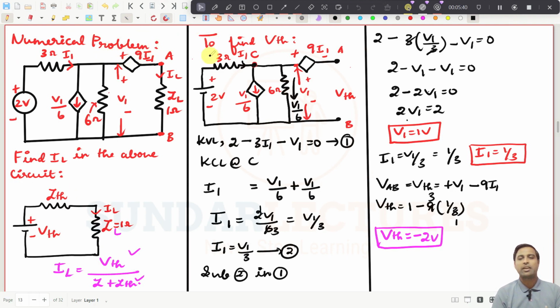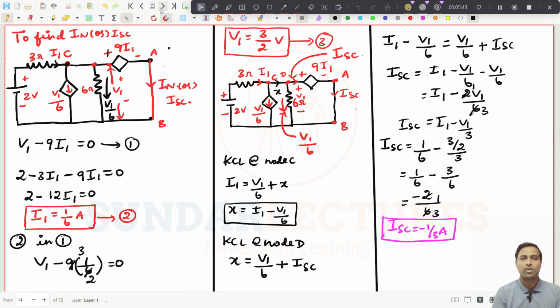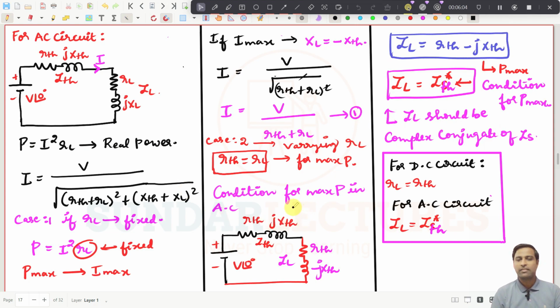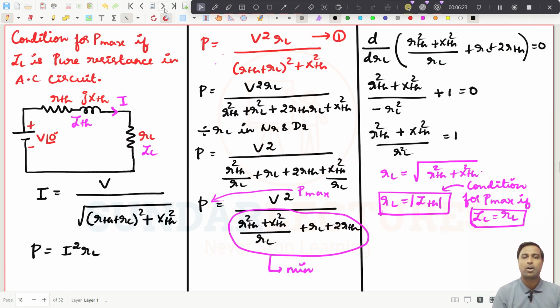And then we have taken a numerical problem with dependent sources, and we have found the current through a particular resistor. And then we saw the maximum power transfer theorem for DC circuit and AC circuit. For DC circuit, we have found that the load resistance should be equal to the Thevenin's resistance for maximum power transfer in the load resistor. And for AC, we have seen that the load impedance should be the complex conjugate of the Thevenin's impedance. That is the condition for maximum power transfer in an AC circuit. That is also something we have seen, and we have taken a problem.